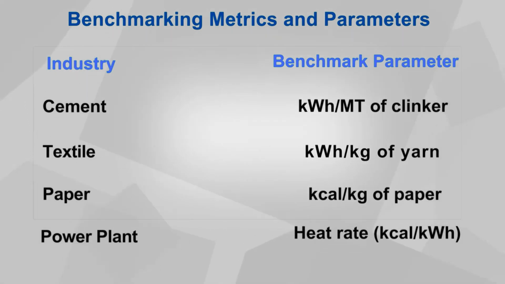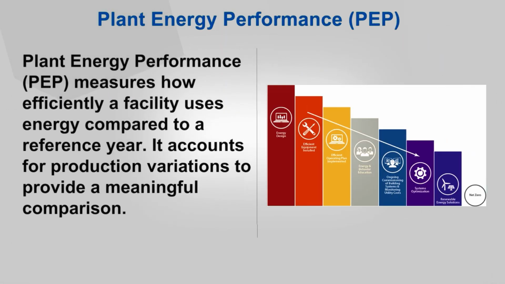Moving ahead, let's talk about energy performance. Energy performance is a critical aspect of energy management in industrial settings. Plant energy performance or PEP is used to measure improvements in energy use over time. PEP is a metric that evaluates whether a plant is using more or less energy to produce its product compared to previous years.